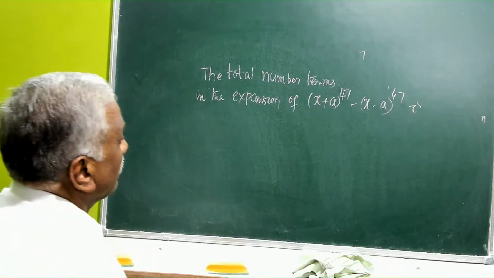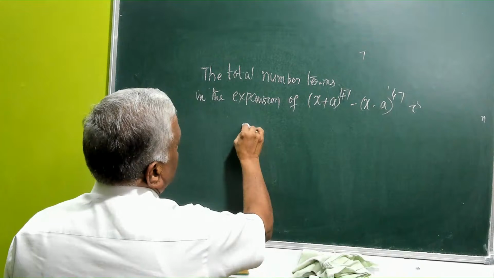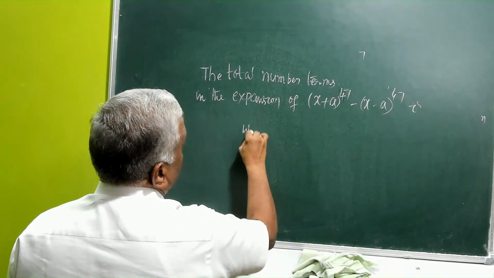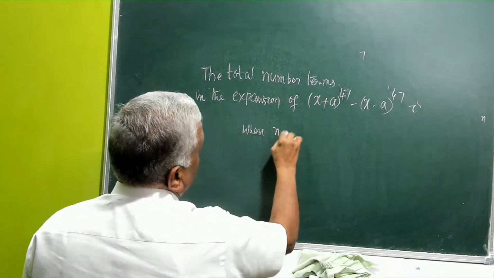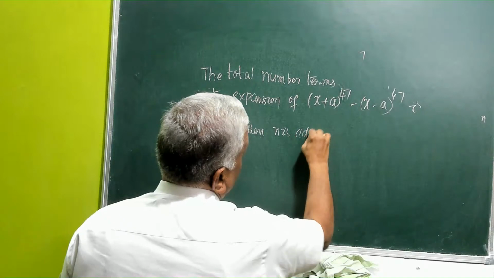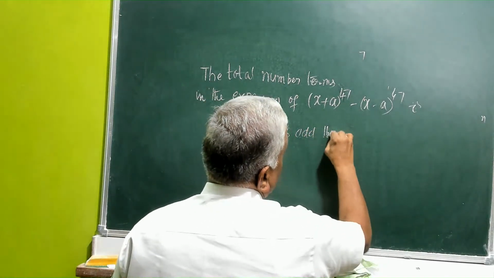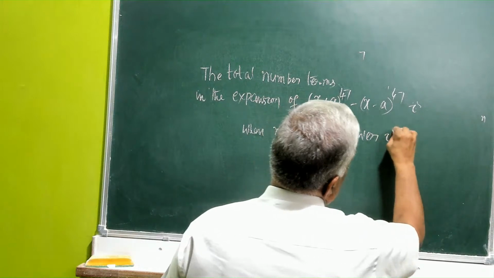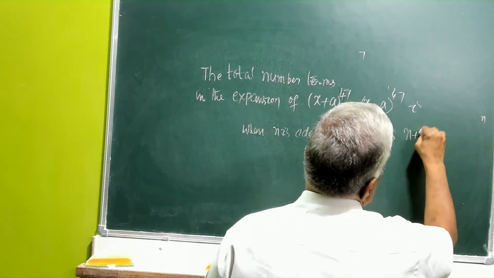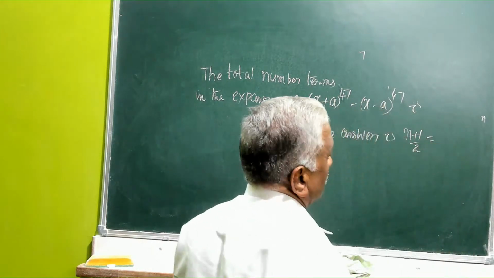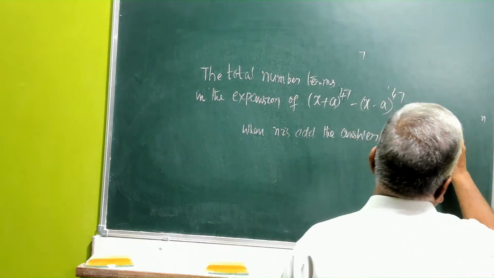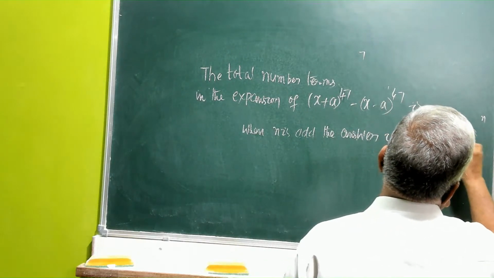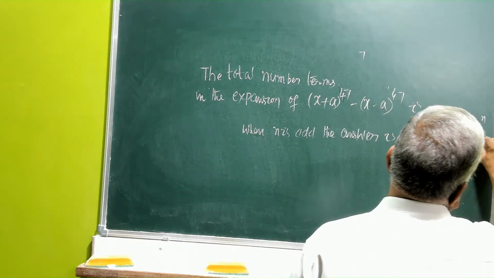So you should remember, when n is odd, the answer is n plus 1 by 2. That is 47 plus 1 by 2, that is 24.